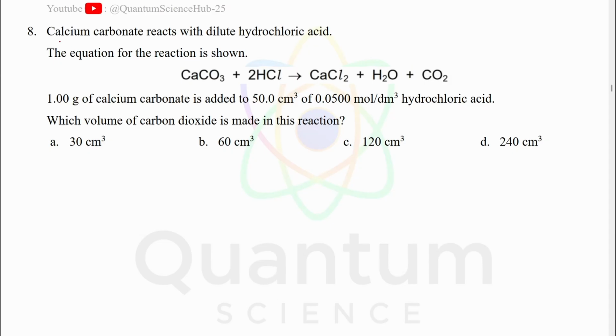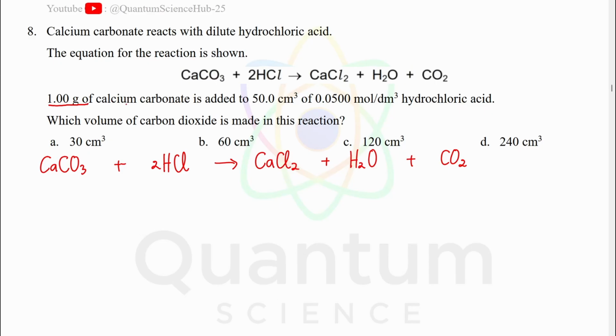Next, question 8. Calcium carbonate reacts with dilute hydrochloric acid. The equation for the reaction is shown. And this is the chemical equation. 1 gram of calcium carbonate is added to 50 centimeter cube of 0.05 mole per dm cube hydrochloric acid. Which volume of carbon dioxide is made in this reaction? Okay, let's rewrite this chemical equation to make it clear. Okay, now put all the information below the chemical compound.